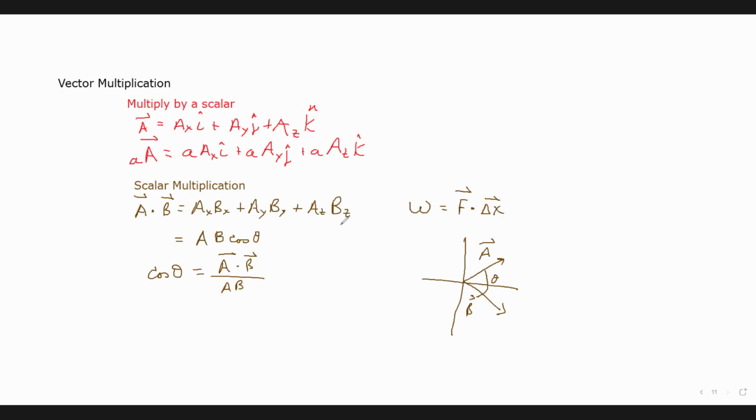Now the next kind of a vector multiplication. Oh, what did I do? Okay, I don't know how to get rid of this thing now.